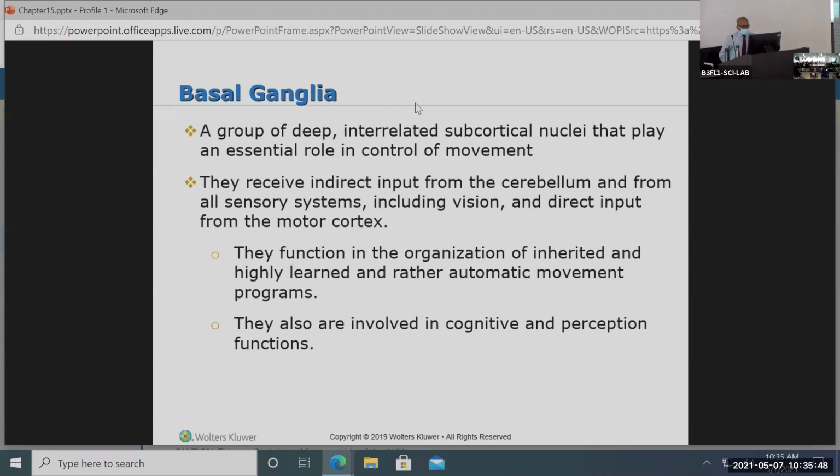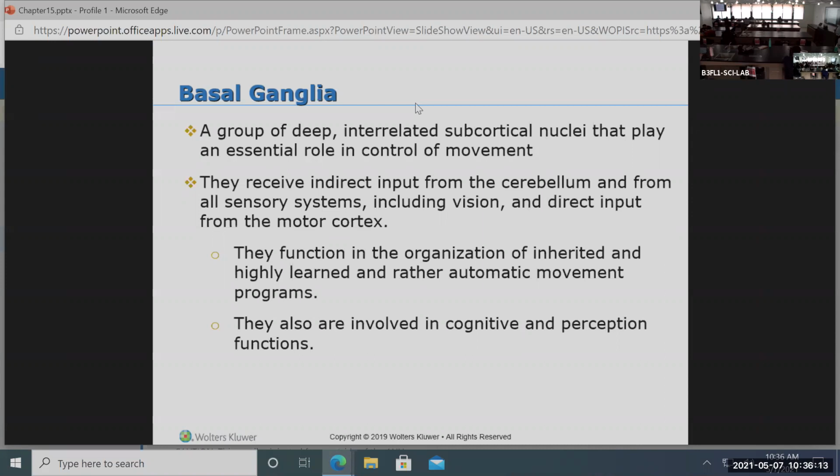Now, let's talk about the basal ganglia. As I said already, the basal ganglia are a group of deep, interrelated subcortical nuclei that play an essential role in control of movement. In the textbook, there is a diagram of the basal nuclei on page 451.